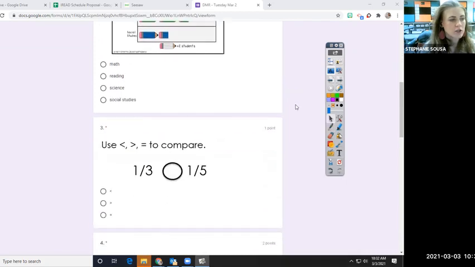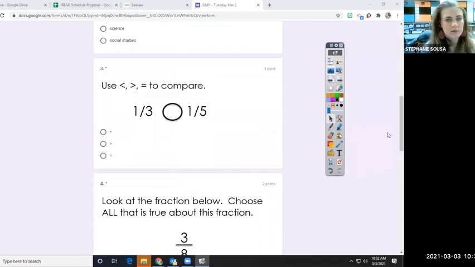Next one, we took a look at comparing. This was about half and half. Okay, some of us are forgetting. The greater the denominator, the smaller the piece. The smaller the denominator, the bigger the piece. So we have 1/3 and we have 1/5. Okay, our numerators are the same, so we've got to look at the size of the denominator.